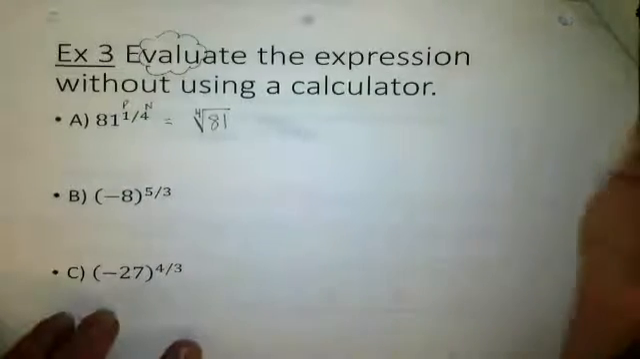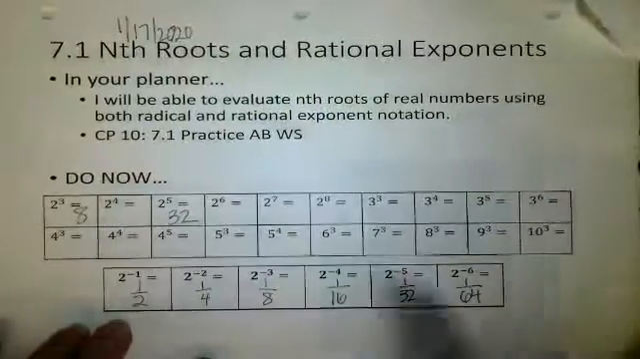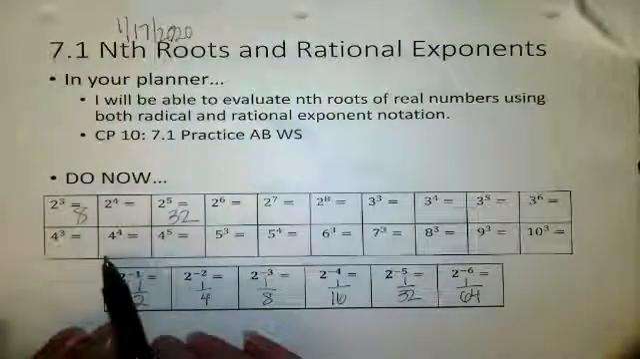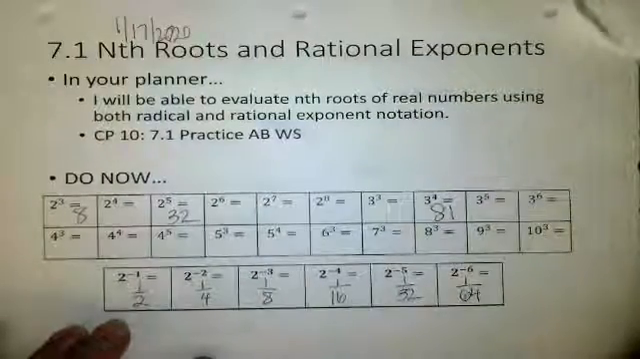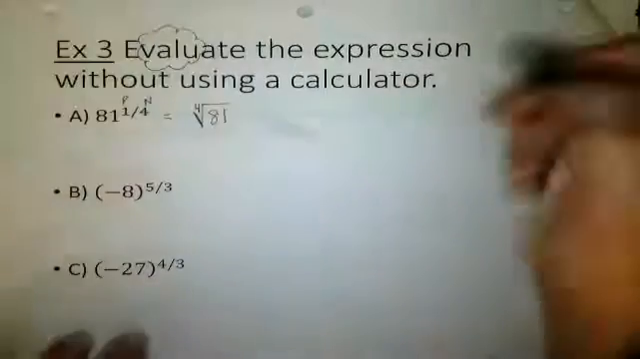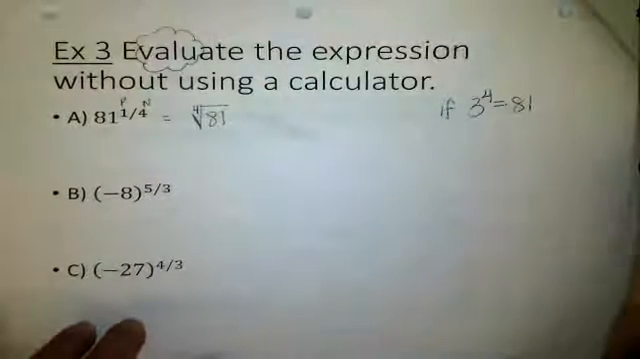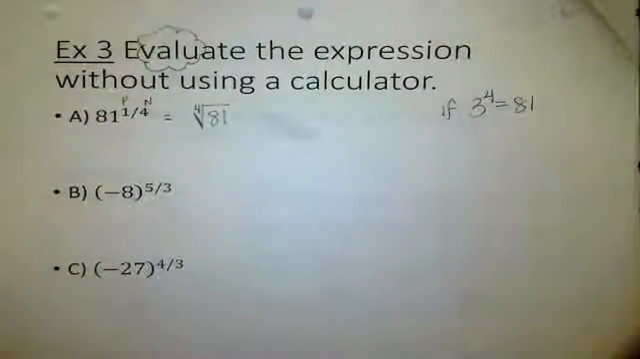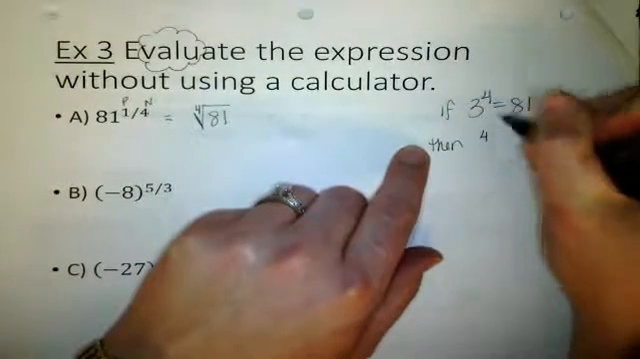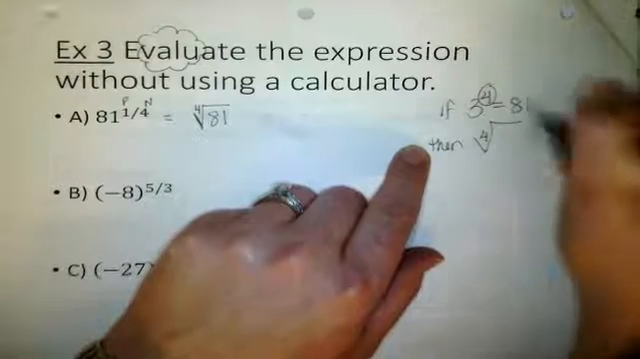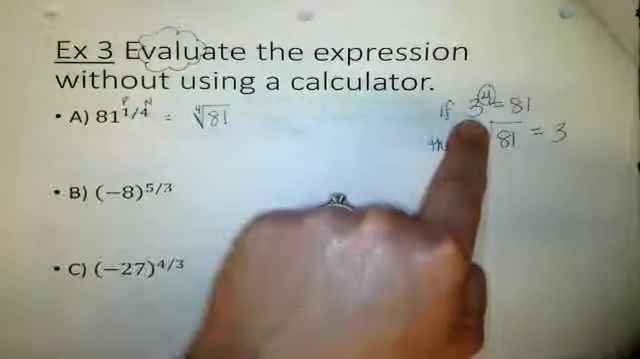So it goes back to our powers. So let's look at our powers sheet here. Do you have an 81 somewhere in here? Which one equals 81? 3 to the 4th equals 81. So if 3 to the 4th equals 81, radicals undo those powers. So then the 4th root of that 81 is going to equal the base 3.